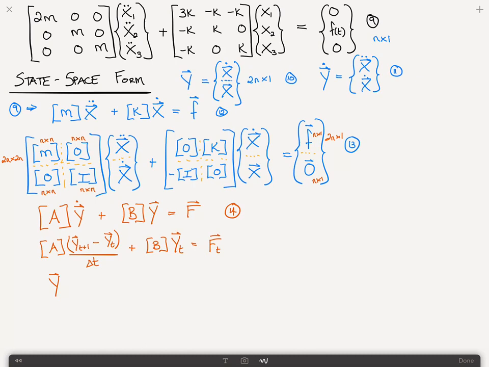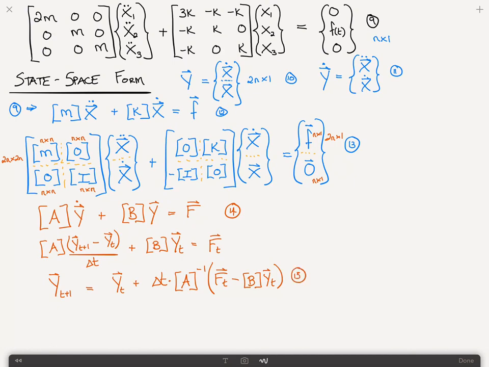Y, which is the state vector at time t plus 1, can be calculated, if I rewrite this, by taking y at time t and adding to that delta t times the inverse of the A matrix. This is just some matrix algebra. Okay, maybe you want to do it on the back of an envelope to check it. Times f at time t minus B y at time t. We'll call this equation 15.